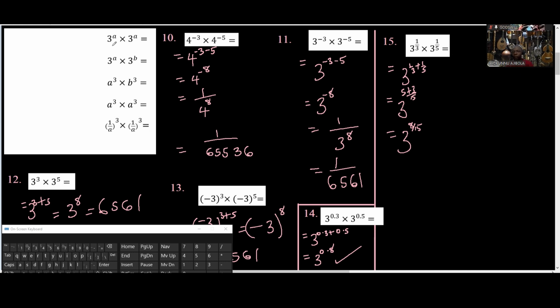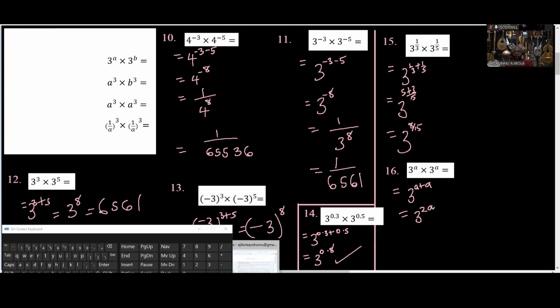Then number 16. So we have this one, which is just A and A, but the bases are 3. So we have this equals 3 raised to power A plus A, and this is 3 raised to power 2A.